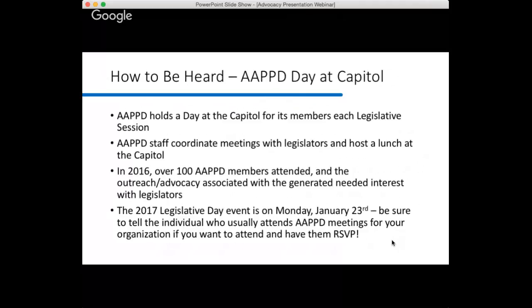The 2017 Legislative Day is on Monday, January 23rd. If you would like to attend, be sure to tell the individual who usually attends the APAD meetings for your organization that you want to attend and have them RSVP to us. And I will just put this in, if you are not all that confident with talking to legislators at this point, that's okay. We will always make sure that you have a leader for your meeting who is confident in talking to legislators and conveying the message that we are going to convey on the day of that event. But we do encourage all APAD members who are interested to attend that day.